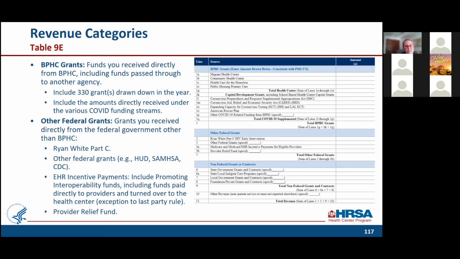For any specified fields, such as line 3, other federal, please fill those out because it really helps the reviewer and HRSA understand the revenues reported on this line. It also helps make comparisons from year to year. Do your best to be specific, and try not to use acronyms, or spell out those acronyms that are less common.